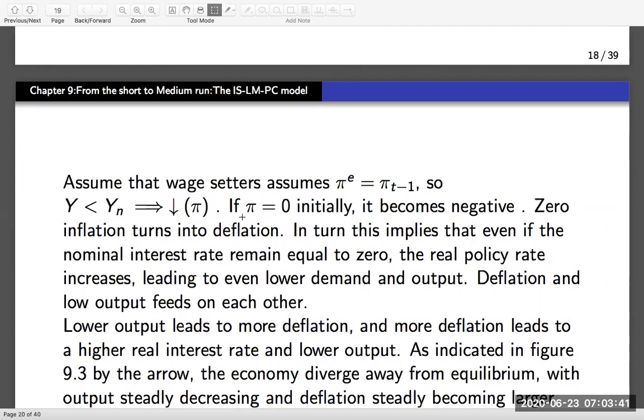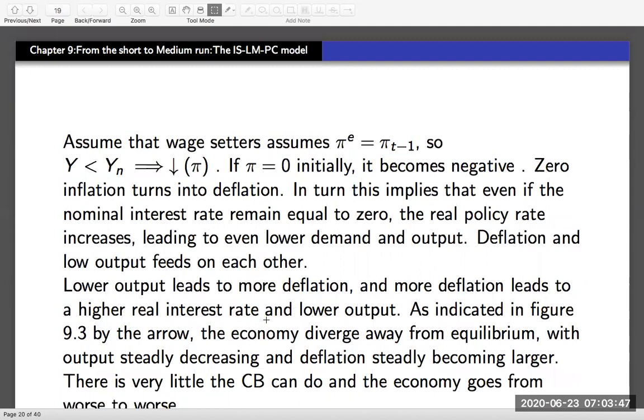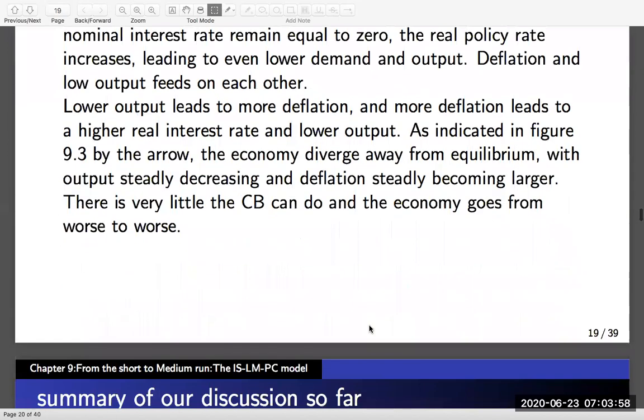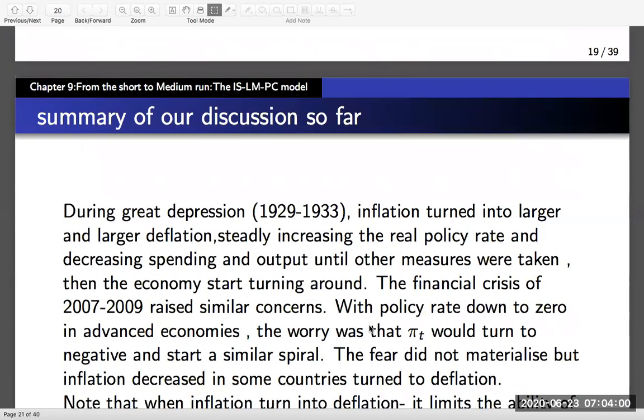So that's one scenario you need to remember. These are not complex things. Maybe it will come through MCQs and such. Lower output leads to more deflation, and more deflation leads to a higher real interest rate and lower output. So remember the deflation spiral. Okay.